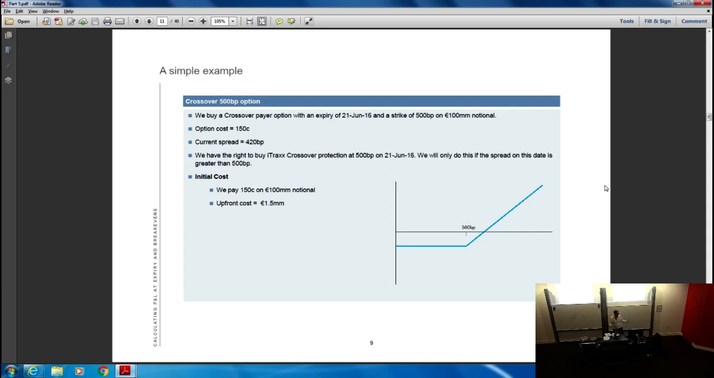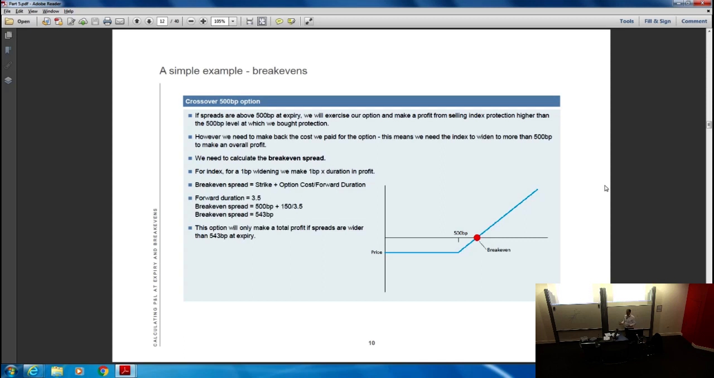So what's your initial cost? Very simply, 150 cents times the notional. 150 cents is 1.5%. 1.5% of 100 million notional gives you 1.5 million in terms of cost. So the cost of this option is 1.5 million on 100 million notional of trade. So that's the first thing to bear in mind. The next question you ask yourself is, I've paid 1.5 million to enter this option, but at what point do I make enough money from the option to compensate me for the cost of buying that option in the first place?